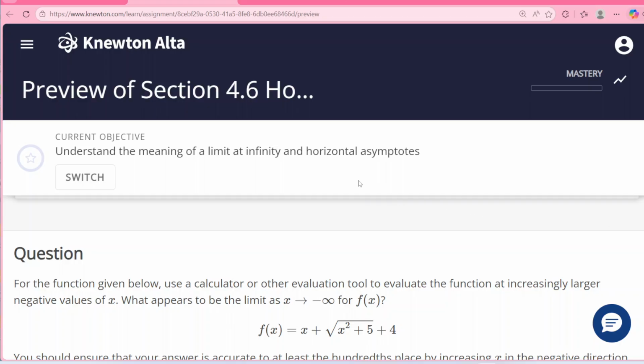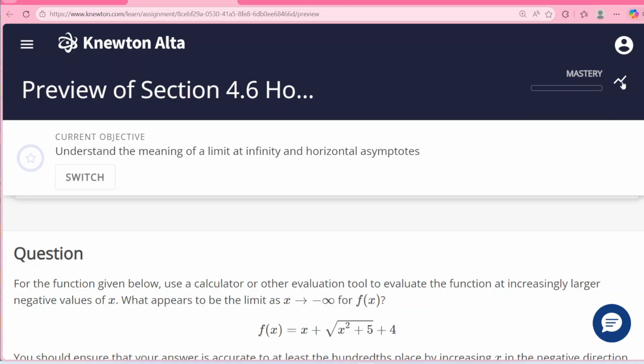All right, so here we are at Knewton Alta's site. It is a preview of, in this course, what is called section 4.6. Again, it's titled Limits at Infinity and Asymptotes. In the upper right hand corner, you should see a mastery bar, and that shows you how far along you've gotten in the assignment.